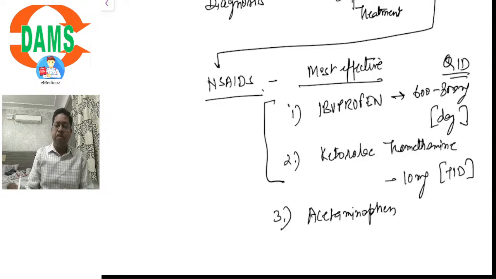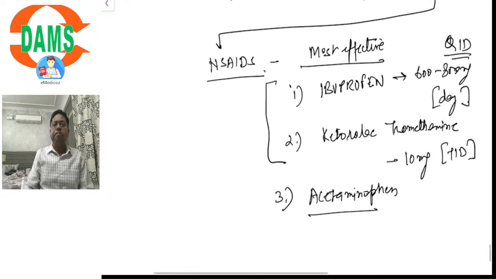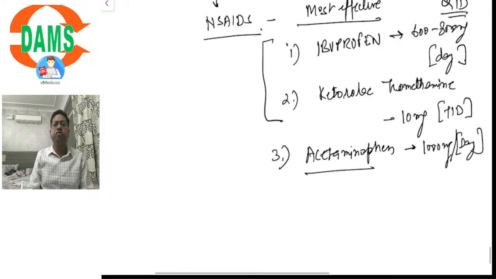These two are non-steroidal anti-inflammatory drugs, and this is paracetamol. High doses, that is 1000 milligram per day. These are the three drugs which have been found to be most potent in managing the endodontic pain or pain associated with pulpitis.